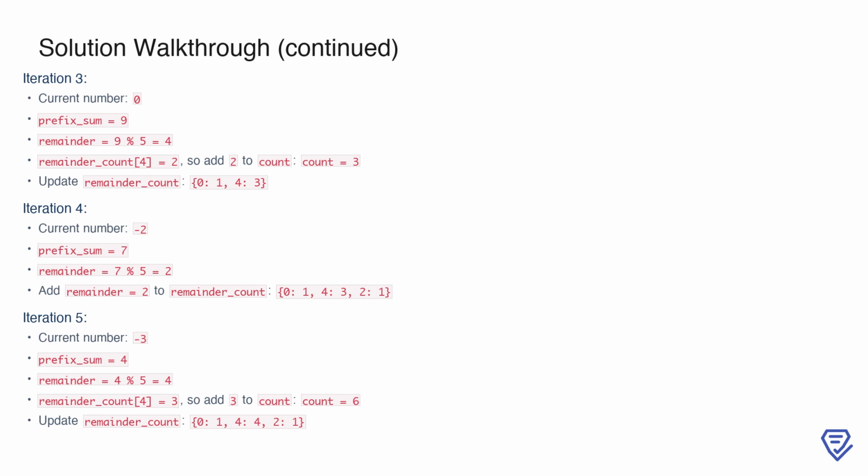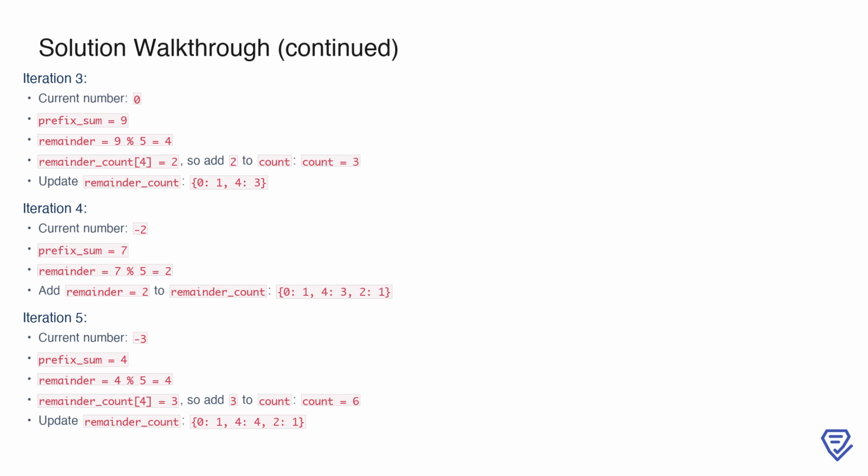Moving to the fourth number, -2, prefix_sum becomes 7. The remainder when 7 is divided by 5 is 2. Since this is a new remainder, we add it to remainder_count, resulting in 0, 1, 4, 3, 2, 1.